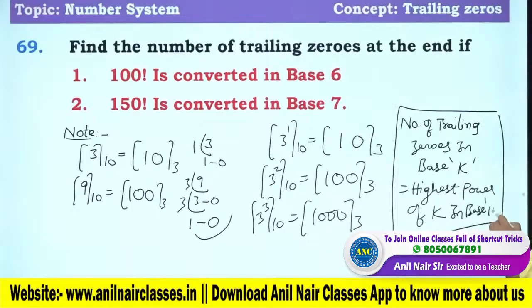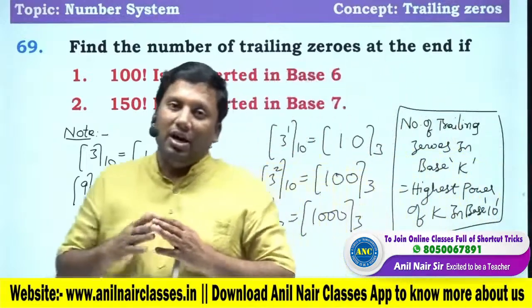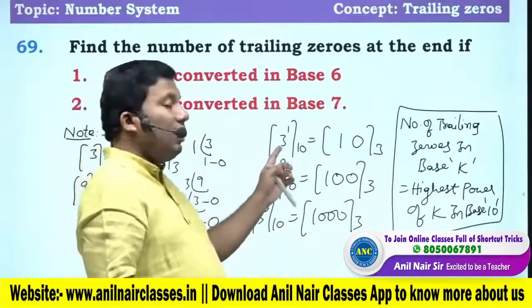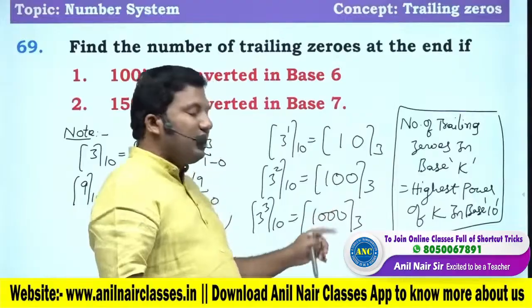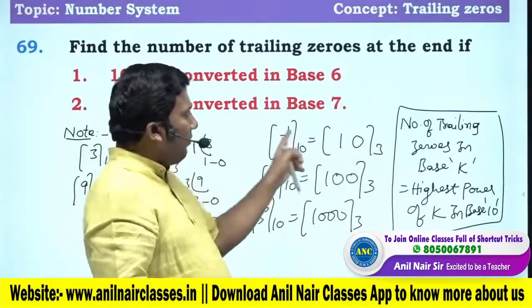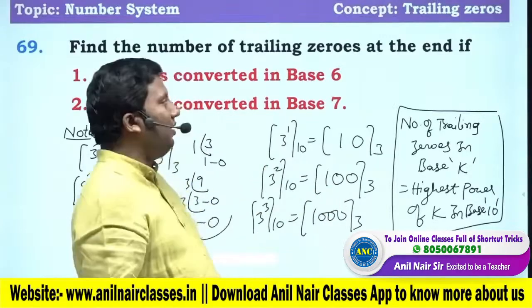Suppose I take a number which is in decimal and convert it into non-decimal. The number of zeros at the end is nothing but the power of that base. For 3 square, the number of zeros at the end will be 2.